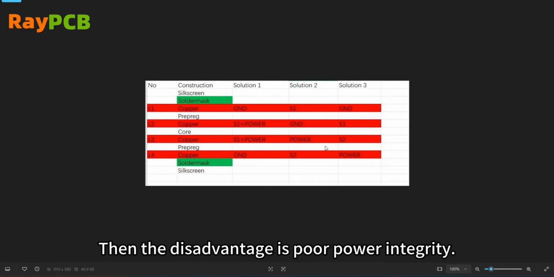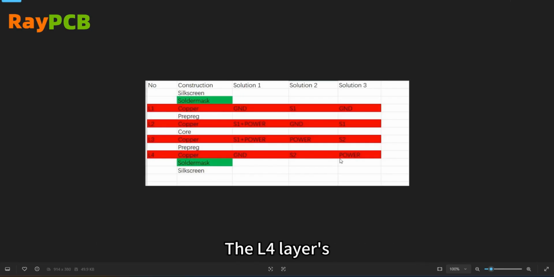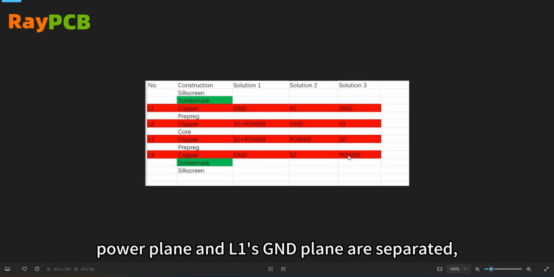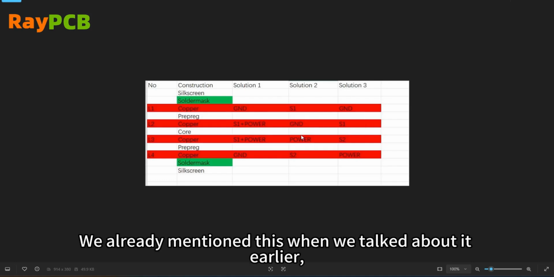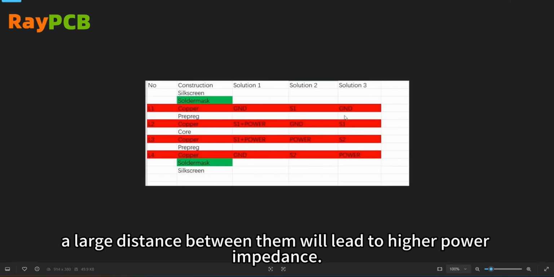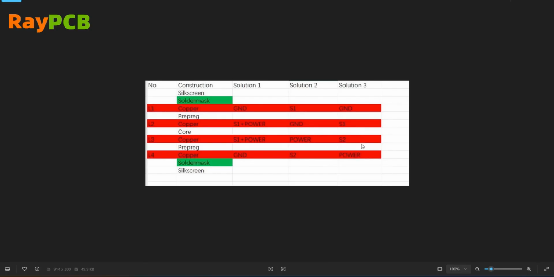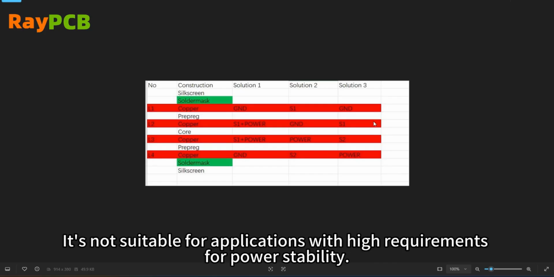The significant downside to this particular design approach is the inherently poor power integrity that results primarily because the dedicated power plane situated on layer L4 and the corresponding GND plane located on layer L1 are physically separated and positioned quite far apart from each other within the PCB stackup. As mentioned earlier, the large distance between the two increases resistance, which leads to higher power impedance and poorer power integrity, making it unsuitable for applications that require high power stability.